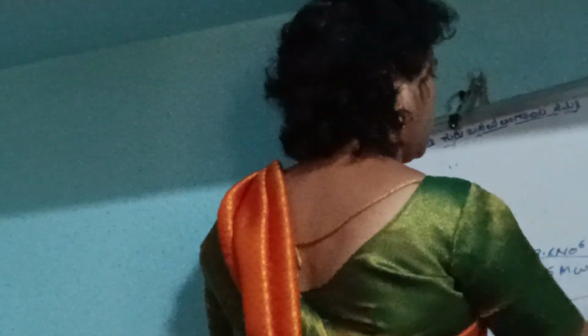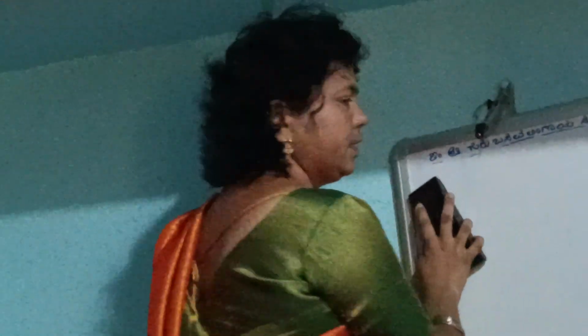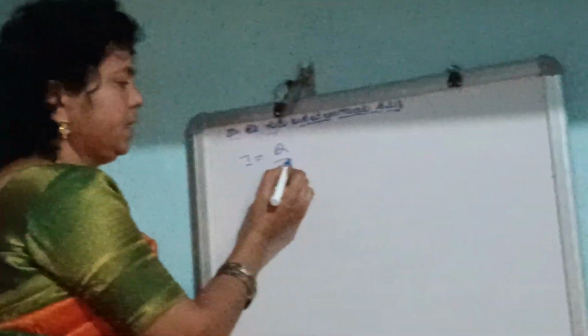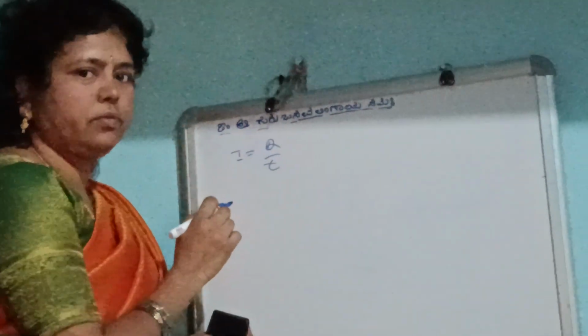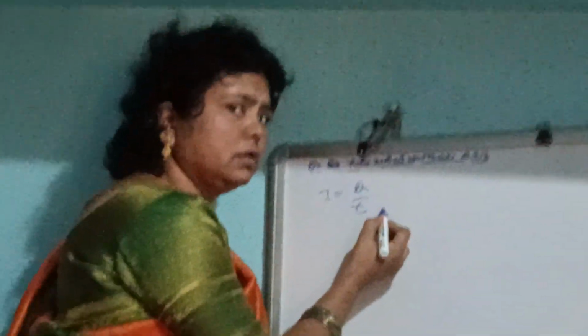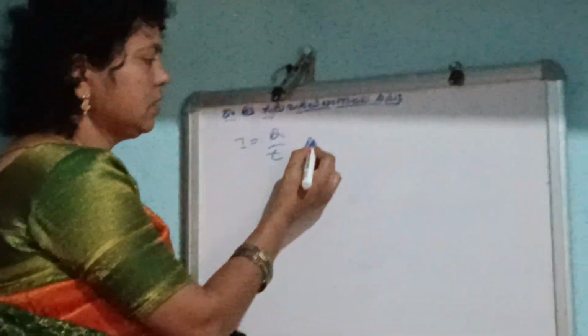Okay, once again, a recap of whatever we learned in electricity. Electricity is nothing but a current flowing through a circuit. It creates an electric field, obviously. Electric current is nothing but the rate of flow of electric charges with respect to time. I is equal to Q by T. The SI unit of current is ampere. 1 ampere is equal to 1 coulomb of charge flowing in 1 second. Smaller units for ampere are milliamp and microamp.